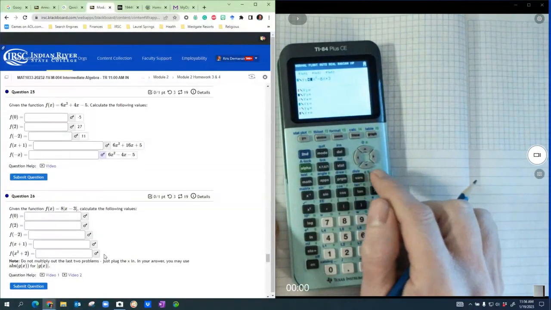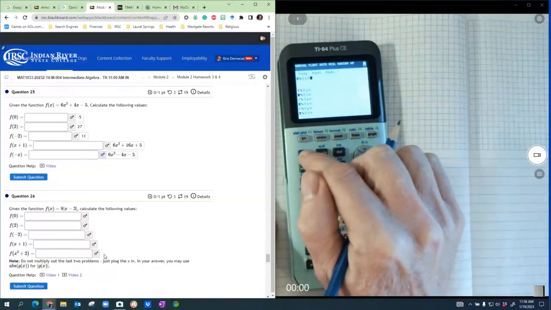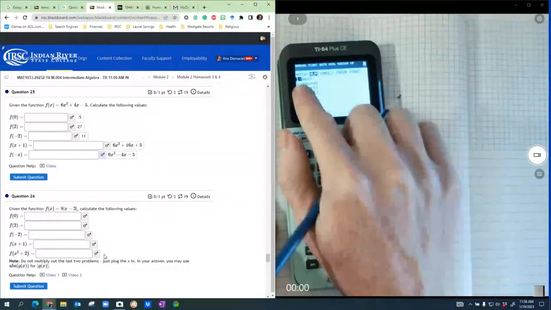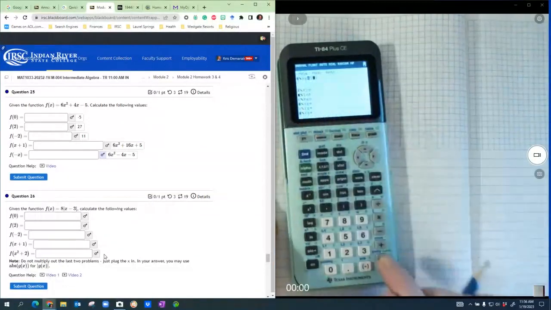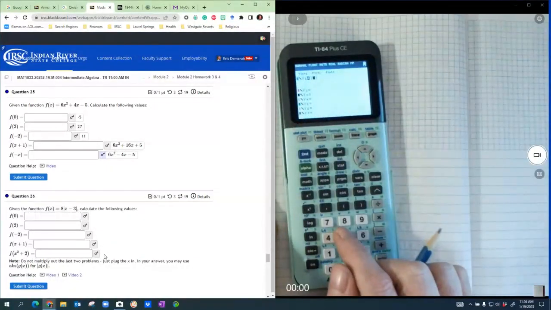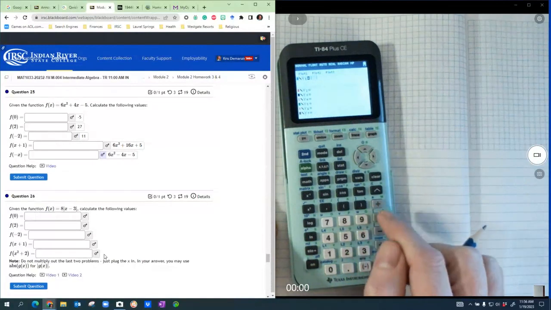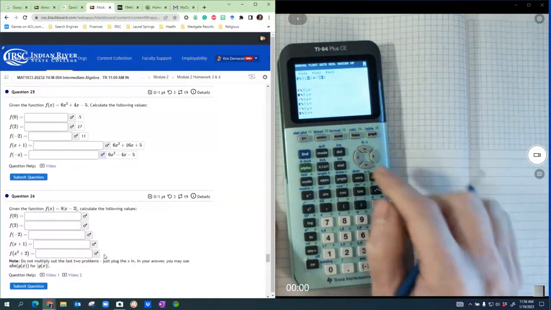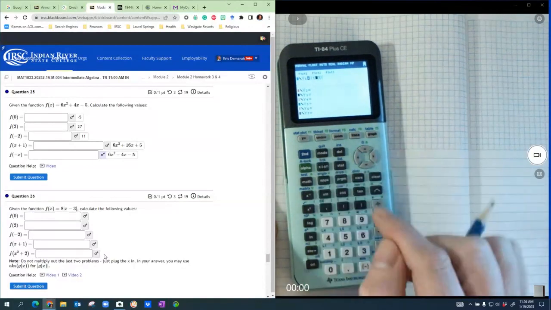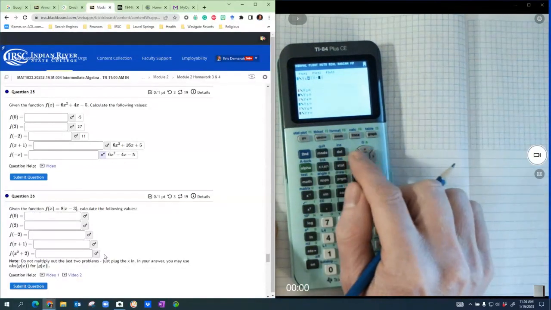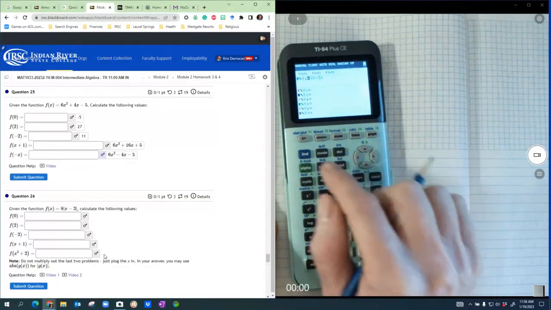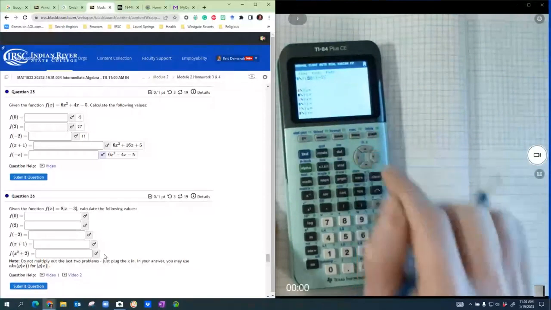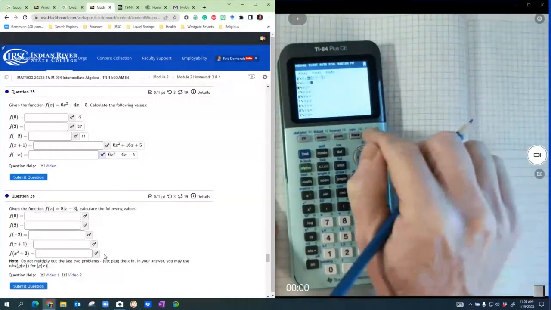I had it up there before I cleared it, but if we hit math and then go to num, ABS is absolute value. If I do x minus 3, and then I have an 8 multiplying it, so I'm going to say second, insert 8. I have now the equation, and I can go ahead and hit graph.